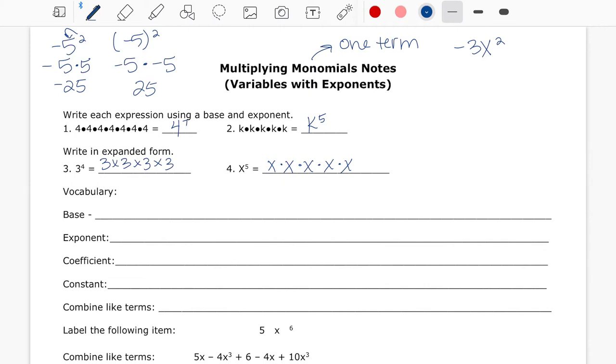As we continue on looking at these examples, please keep in mind that an exponent will only go to what's closest to it unless there is parentheses. So we're going to take a look at some vocabulary.